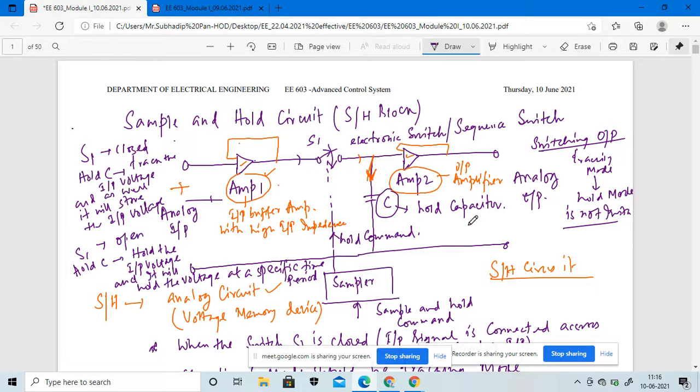So suppose my switch is closed, right? Switch is closed, that means there will be a connection from the input channel. Now I am giving the command from the sampler, the command of a hold, right? So what will be the behavior of this particular switch? Will this switch be in the same state, or will it act in another state? That is my question. Same state, sir. Same state, okay.